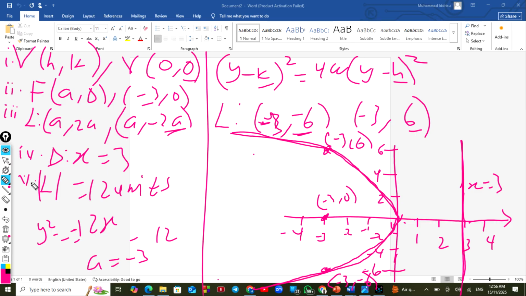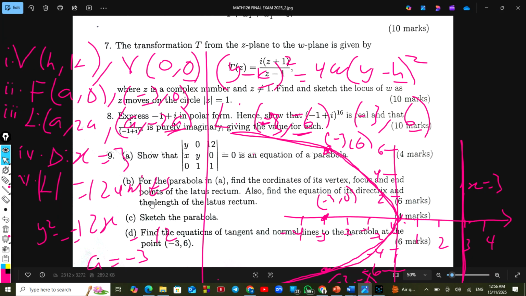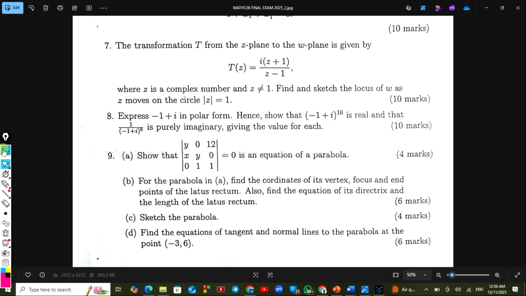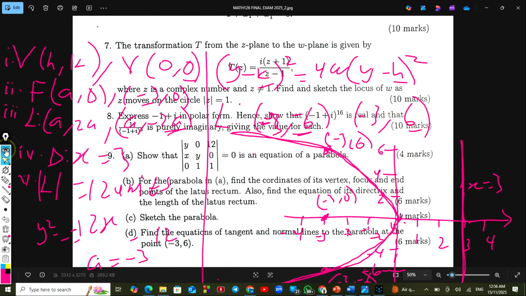Okay, so we've done the C part. Now let's check what is remaining, what is left for us to do. So let's check. I'll close it now. So we are left with the final part, which is D. Find the equations of the tangent and the normal lines to the parabola at the point negative 3, 6.